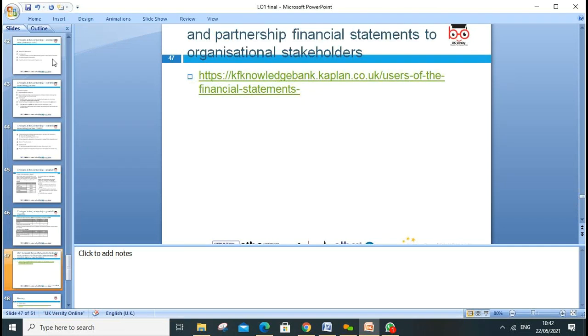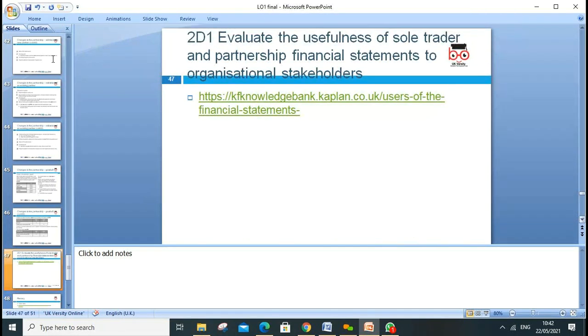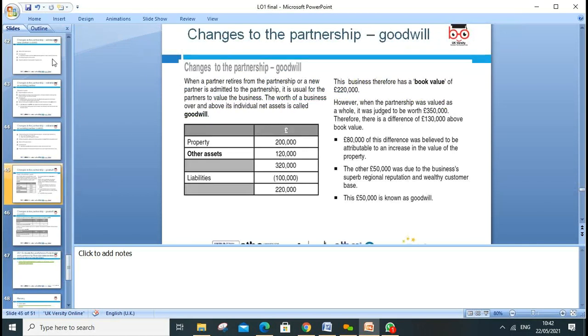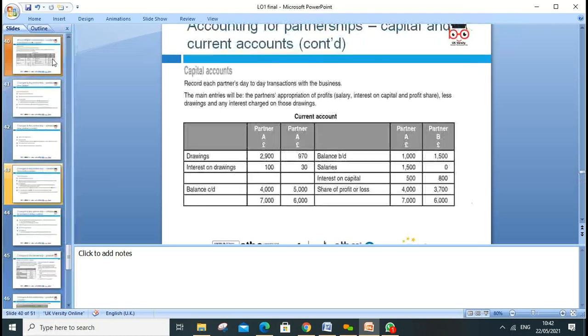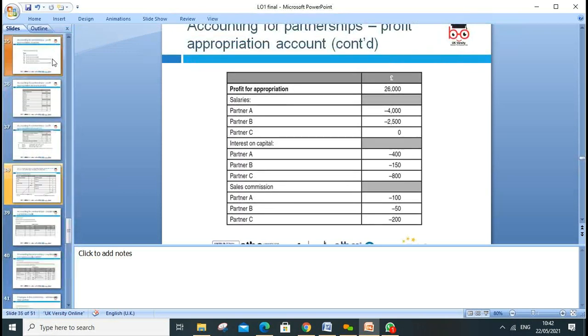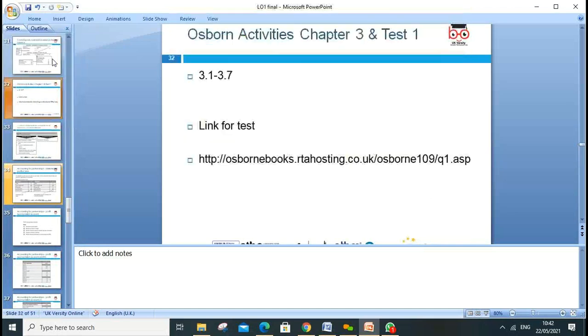Okay, then I copied the link. If we know the stakeholders: stakeholders means anybody who has any interest in the business. So there are various stakeholders, and, for example, the bank uses the financial statements to decide whether to give a loan or lending to individuals or not, and the customers are looking too. I included all these links, so that's quite good for you.